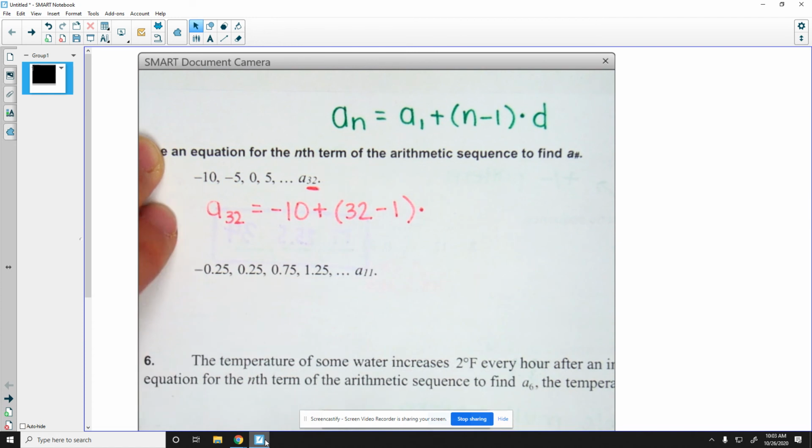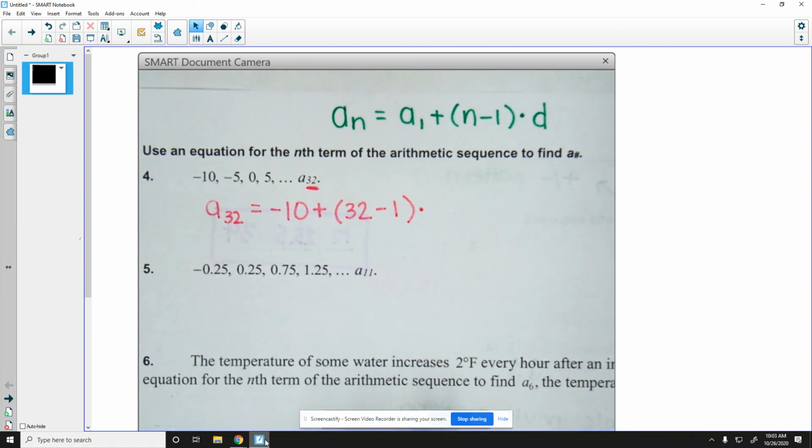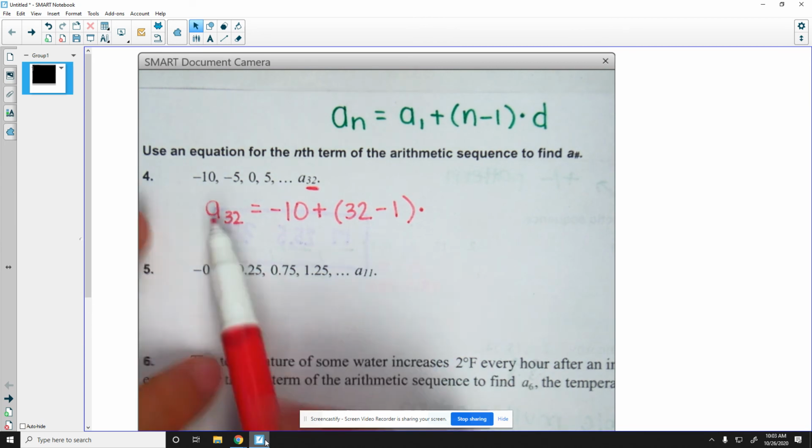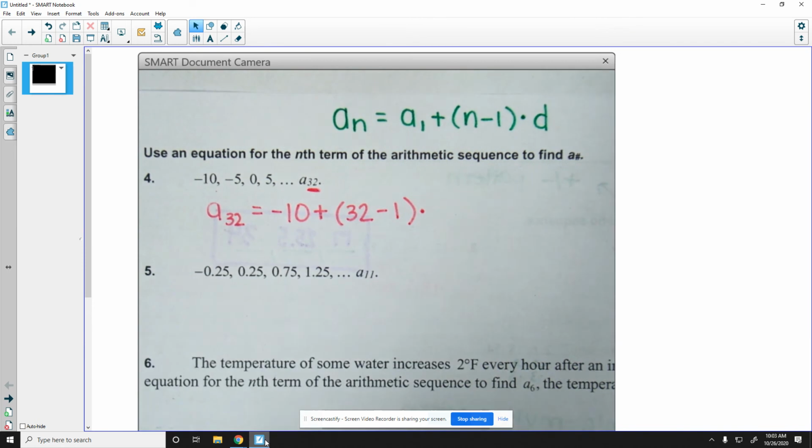Yes, Kip? Could you go backwards and have a negative term? Like if you went to negative 15, which is backwards of negative 10, would it be a negative term? No one ever really asks for negative terms, because why would you look for something before if you have a starting point? But yeah, you're right, you could and it would work out.